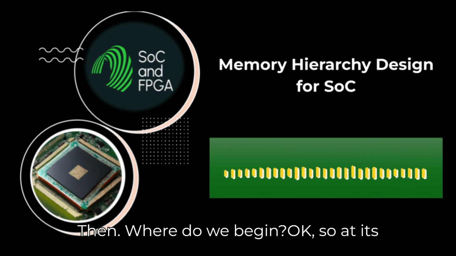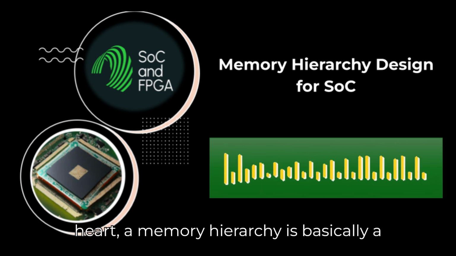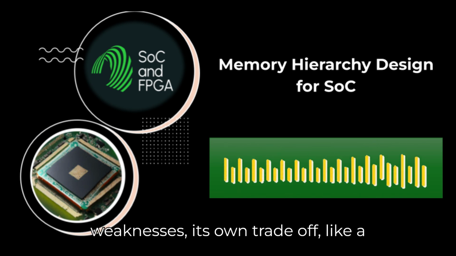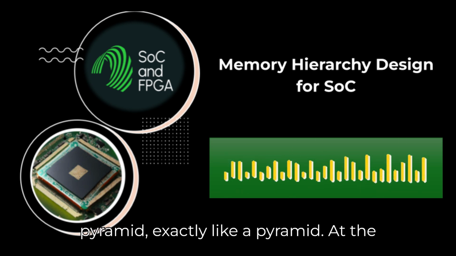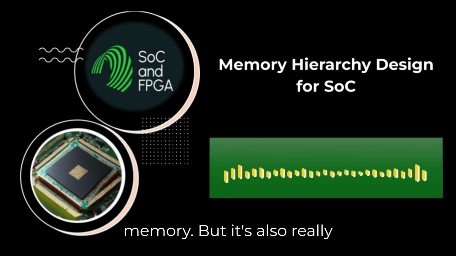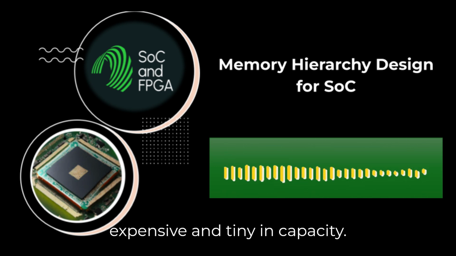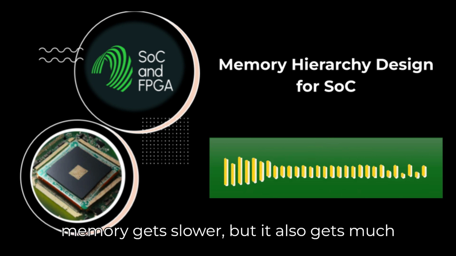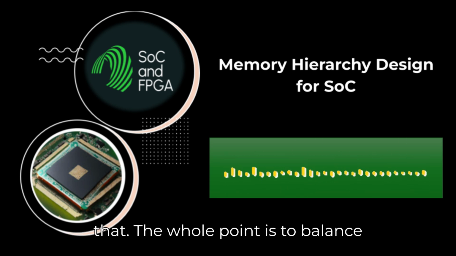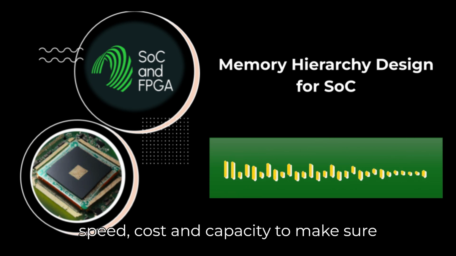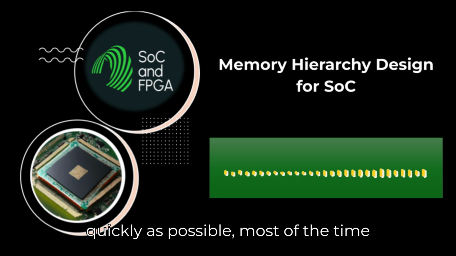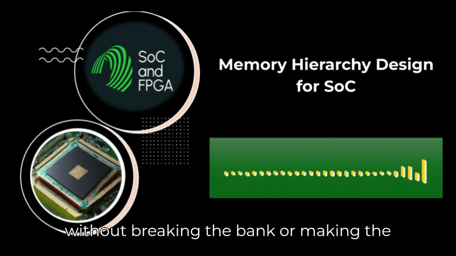Where do we begin? Okay, so at its heart, a memory hierarchy is basically a structured setup of different storage types. Each has its own strengths and weaknesses, its own trade-off. Like a pyramid. Exactly like a pyramid. At the very top, you've got incredibly fast memory, but it's also really expensive and tiny in capacity. Got it. As you go down the pyramid, the memory gets slower, but it also gets much cheaper, and you get vastly more space. The whole point is to balance speed, cost, and capacity. To make sure the CPU gets the data it needs as quickly as possible most of the time, without breaking the bank or making the chip enormous.